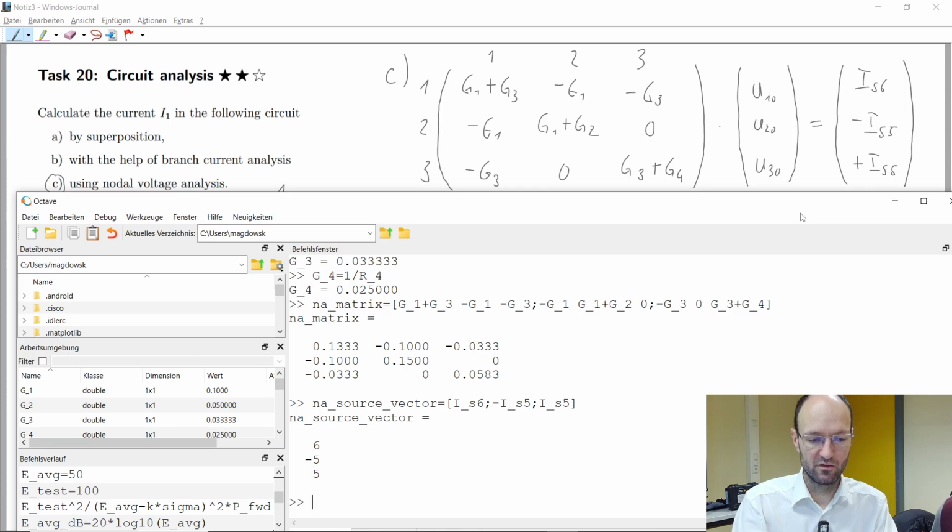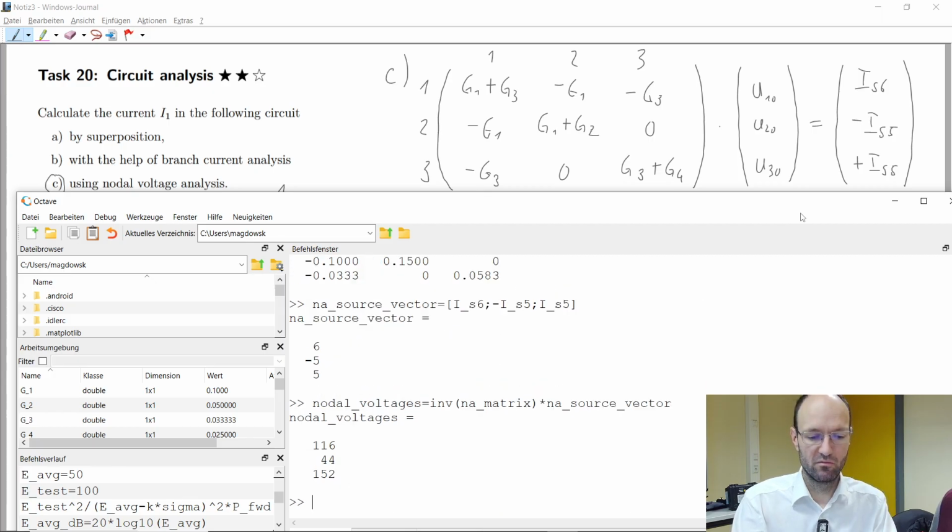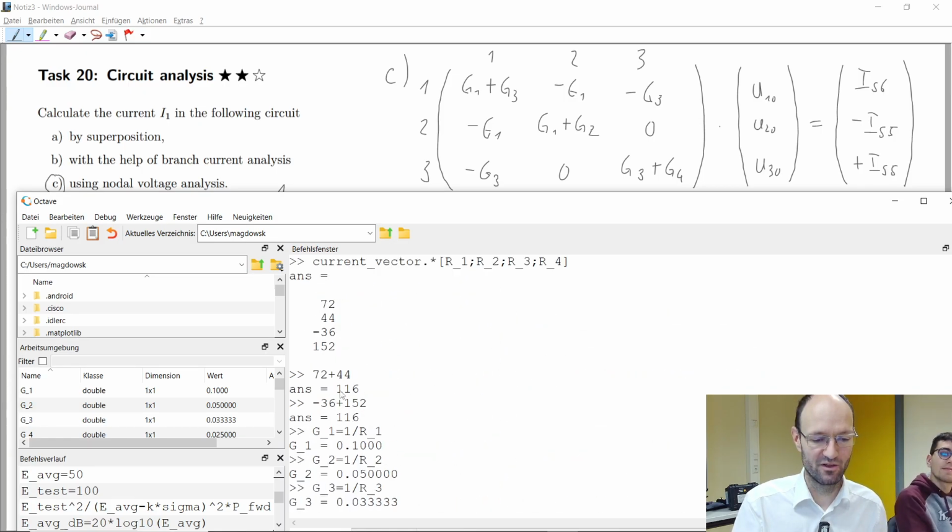And so now we can get our nodal voltages, and the nodal voltages we get from the inverse of this nodal analysis matrix, multiplied with our nodal analysis source vector. And we get 3 nodal voltages. And do you remember and recall this value here? It was the voltage that we calculated before, somewhere here, as a check of our branch current analysis before.